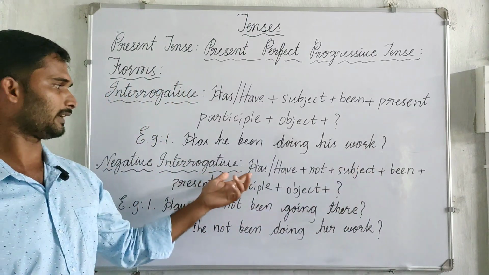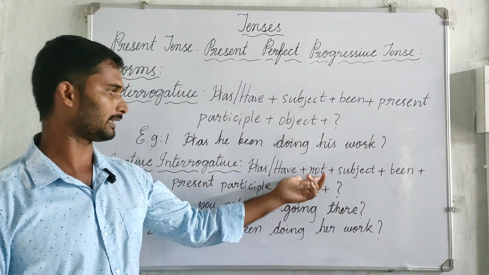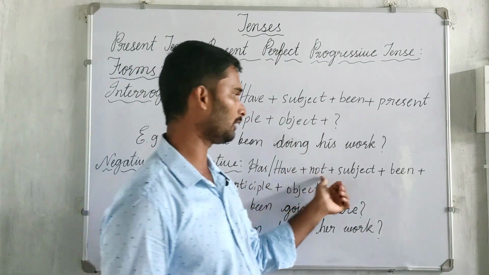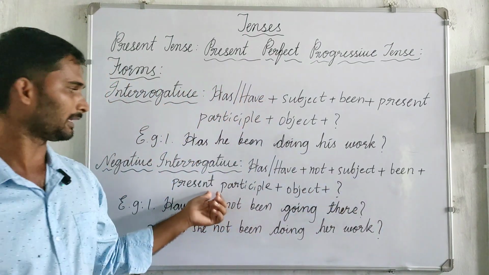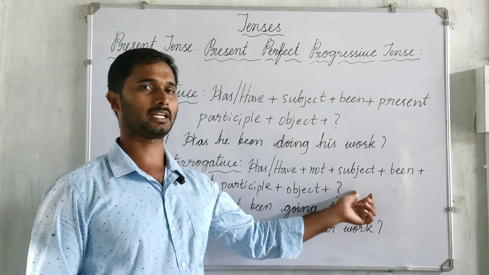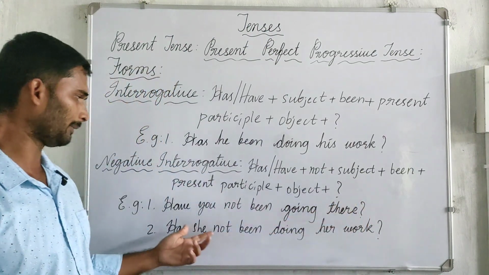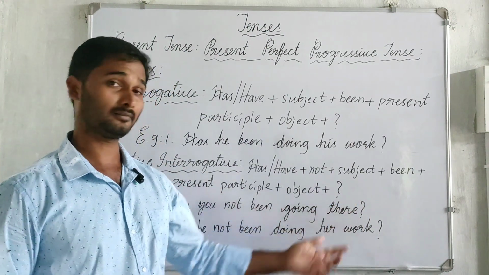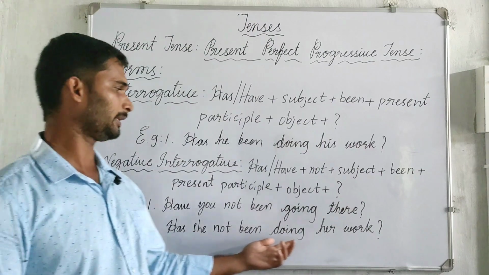Let's go with a negative interrogative structure or syntax: has or have plus not plus subject plus been plus present participle plus object plus an interrogative mark at the end of it. Some examples: have you not been going there? Has she not been doing her work?